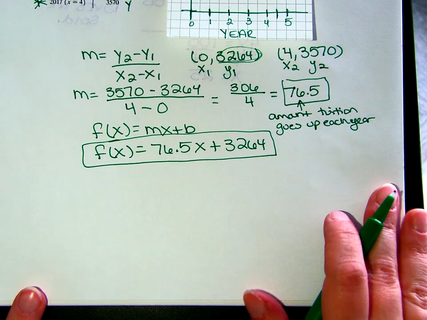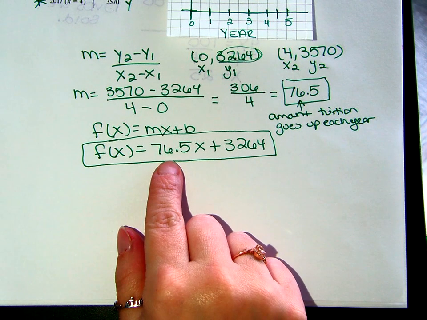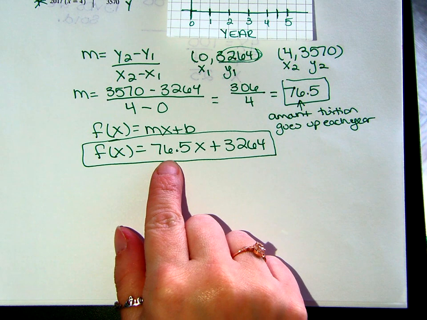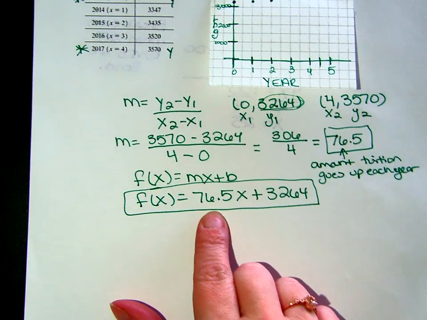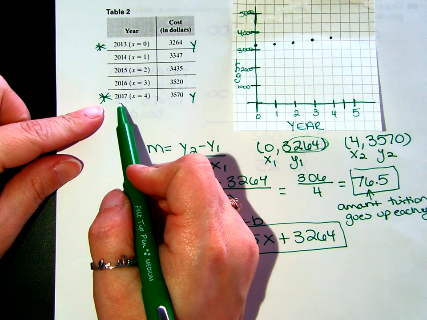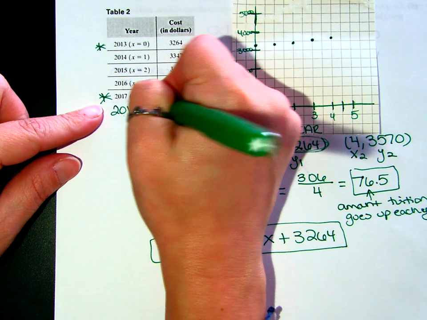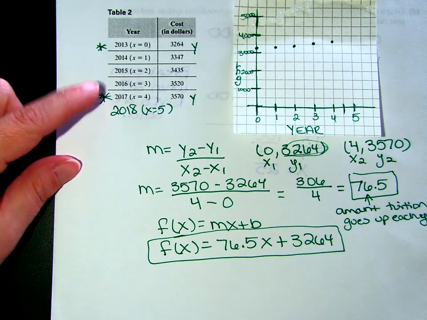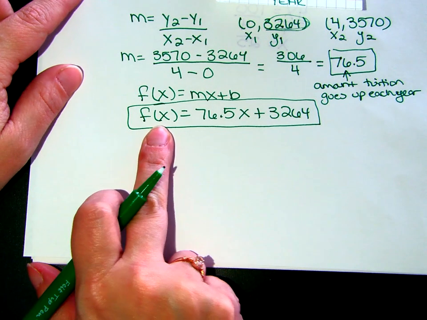Okay, it says part C, use this equation that we just came up with to approximate the cost of tuition and fees at this university in the year 2018. So if we go up here to our table, 2018 would be the very next year. So 2018 is when x equals 5. And if x equals 5 and we have a function in terms of x, we can plug and chug like we did in our earlier problems, where we're finding f of 5.